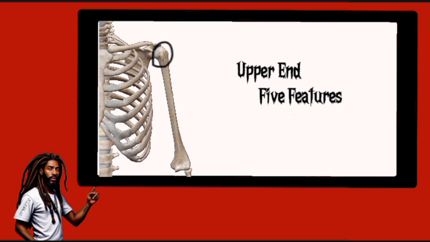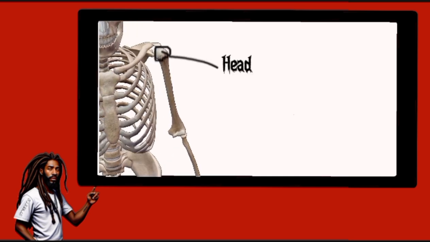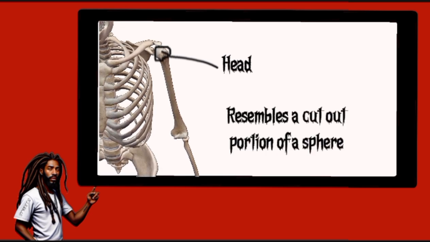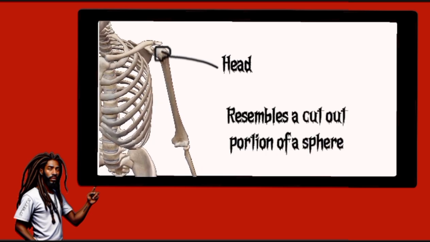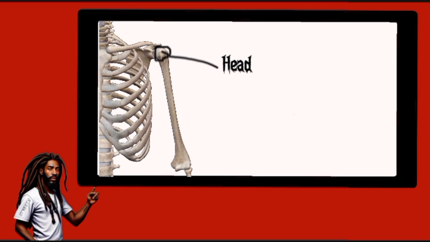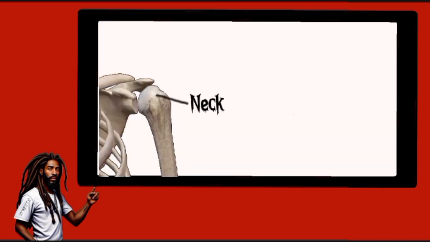Now for the upper end we get like 5 features. These 5 features na im, first of all we get the head. You see I dey rotate am, this is the head of the humerus bone. E dey like part of sphere wey dey cut comot, so you see am, that is the head of the humerus bone. Now we also get the neck of the humerus, but there are other things wey we go talk about the neck later, but for now just know that that is the neck of the humerus.